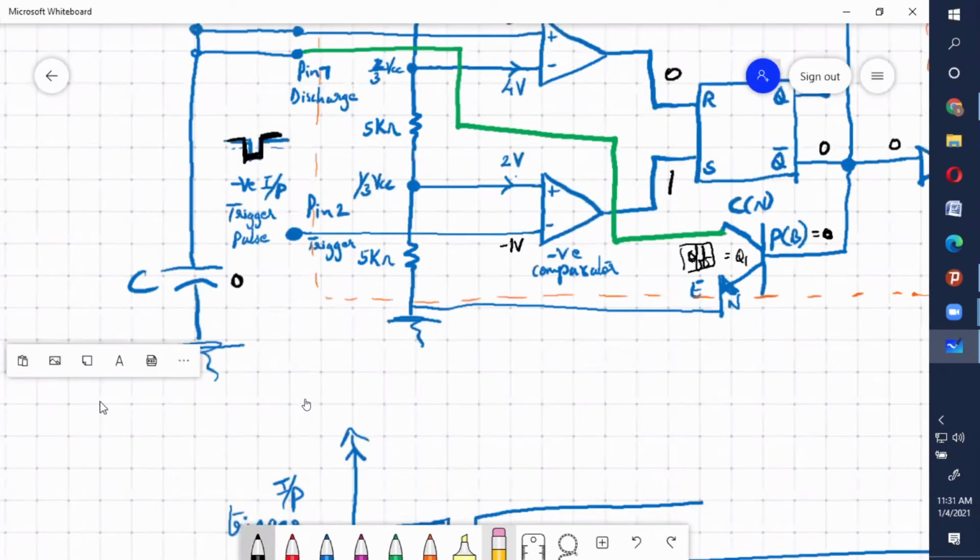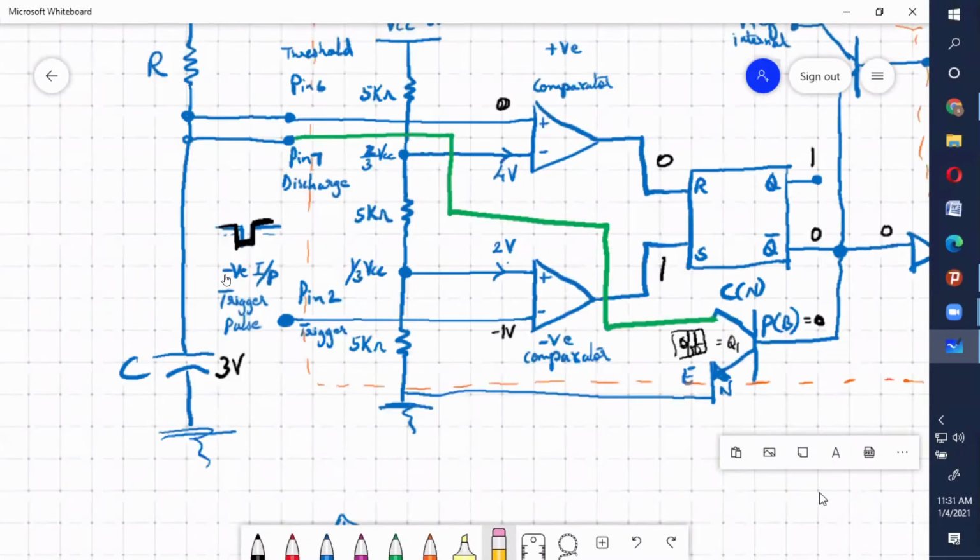So assume that your capacitor has crossed 3 volts here. So what will be the output, students? Here, instead of 0, the capacitor has slowly increased to 3 volts. So what will happen now? With 3 volts, the upper comparator output is what? You are getting this 3 volts, right? What is the output of this comparator? 3 volts is smaller than 4 volts. So the positive comparator will output what value? 0. R is 0, S is 1.